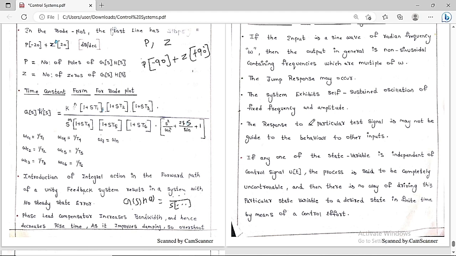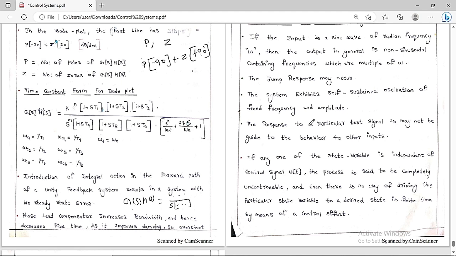See, controllable means all the state variables should be under the control of the input signal. If any one is not under the control of the input signal, then we can say the whole process is uncontrollable. So listen carefully. If all the state variables are under the control of the input, then it is a controllable system. If any one of the state variables is not under the control of the input signal, then we can say the overall system is uncontrollable.